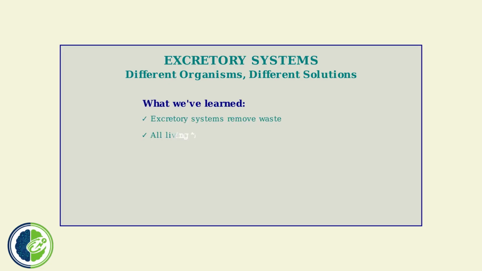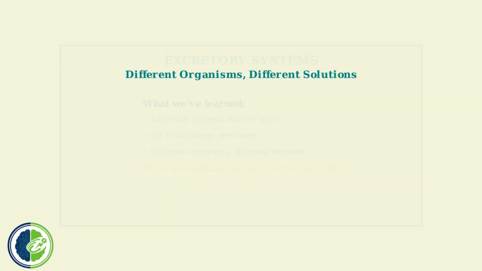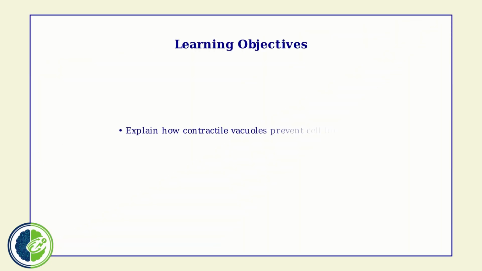Excellent. Now that we understand what excretory systems are and why they're important, we're ready to explore specific examples. In our next section, we'll look at how tiny organisms like amoeba and paramecium handle waste removal using contractile vacuoles and flame cells.